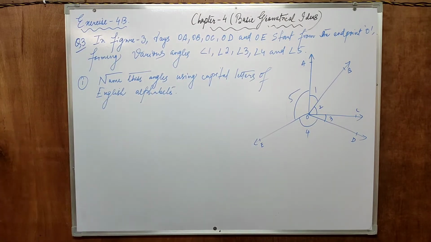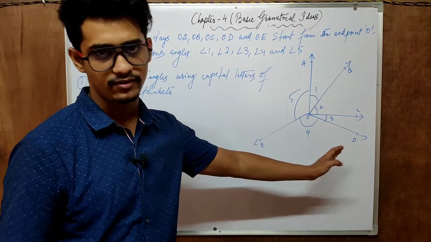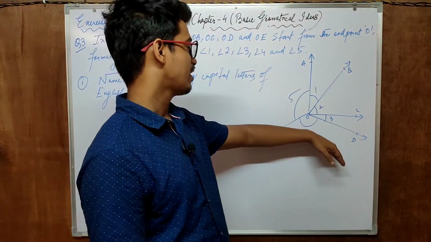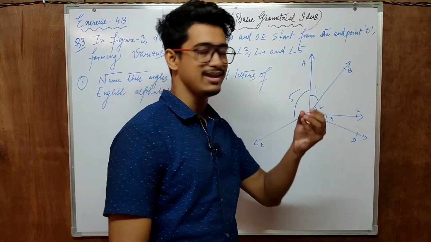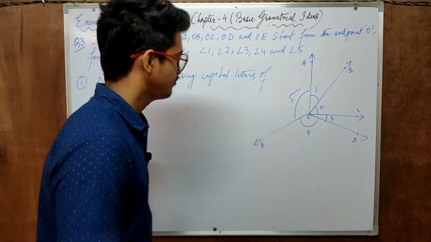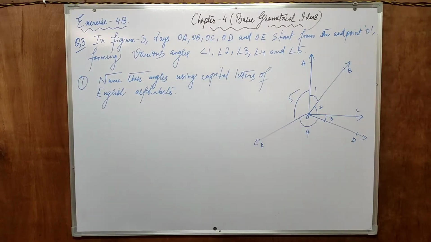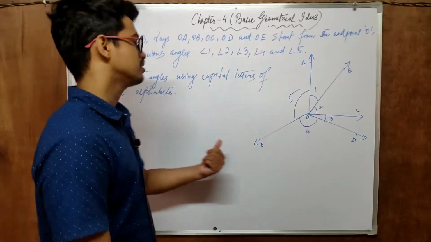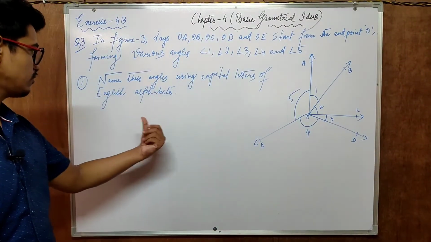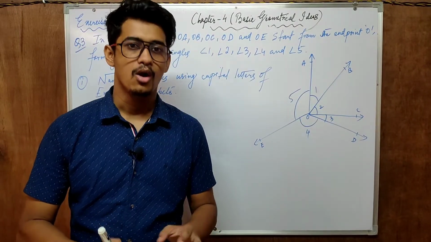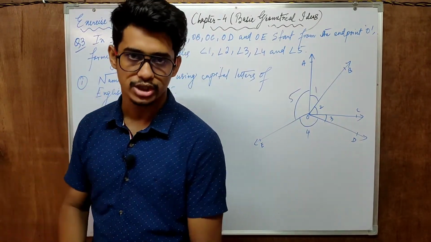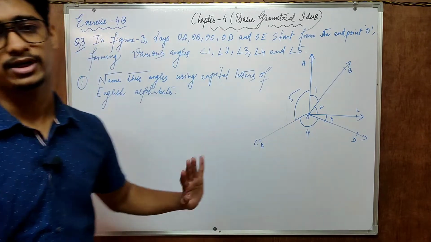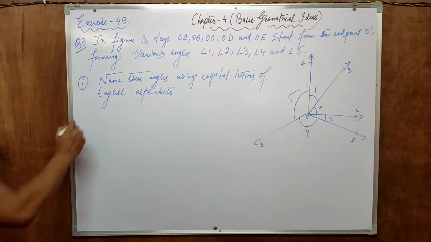In figure 3, rays OA, OB, OC, OD and OE start from the end point, that is O. The figure has been given, and they have named the angles in terms of numbers, that is 1, 2, 3, 4, 5. But the question asked first is to name these angles using capital letters of the English alphabet. So what we did in the last question, we have to do the same in this question. So how to do it? Very easily, we know that.